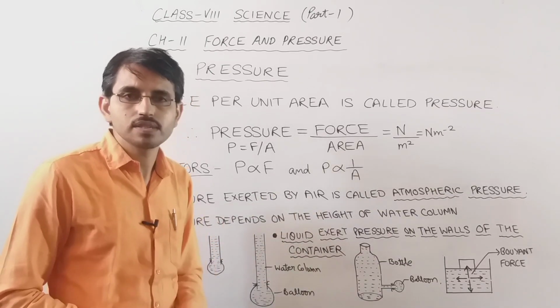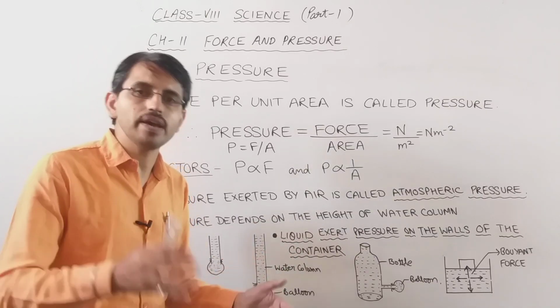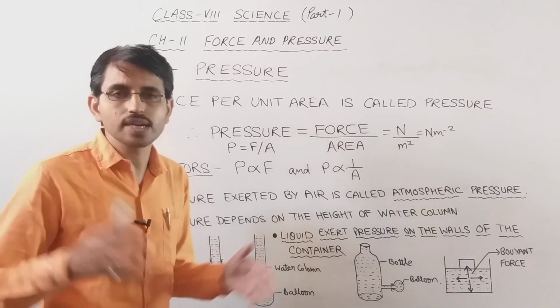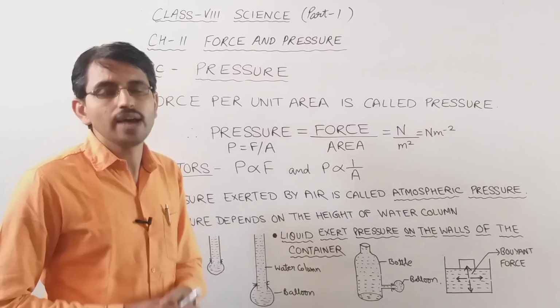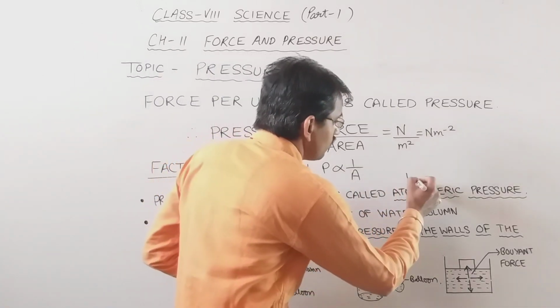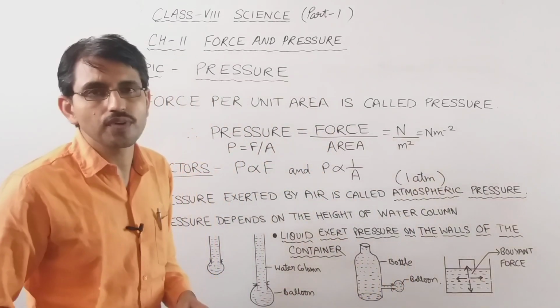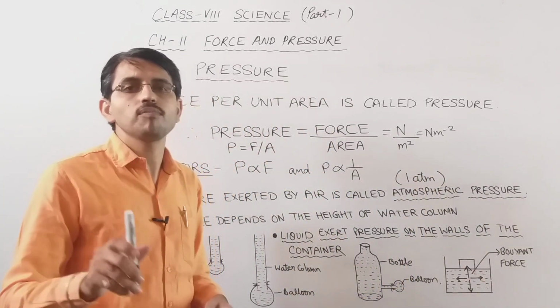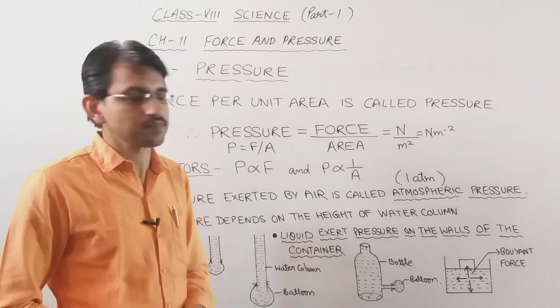Now we will talk about how pressure exerted by air is called atmospheric pressure. Air around us also exerts pressure on all things, and the pressure exerted by air on us and different objects in our surrounding is called air pressure or atmospheric pressure. The normal atmospheric pressure is written as 1 atm. Atm stands for atmospheric pressure. 1 atm is the normal atmospheric pressure which is exerted on all of us.